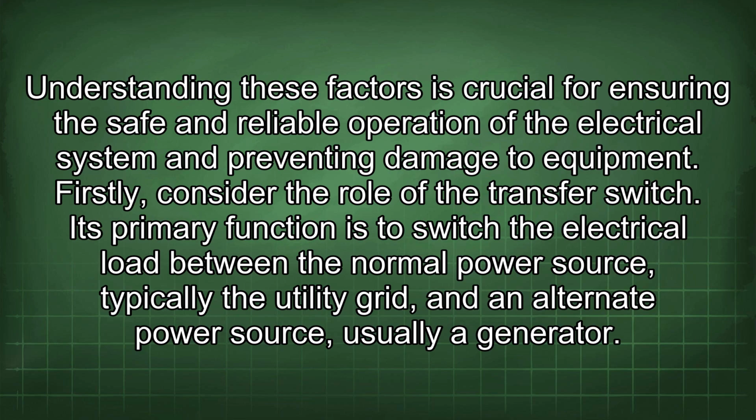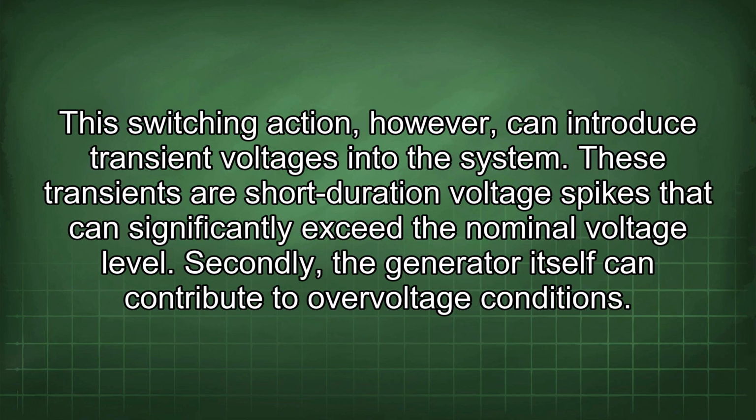Its primary function is to switch the electrical load between the normal power source, typically the utility grid, and an alternate power source, usually a generator. This switching action, however, can introduce transient voltages into the system. These transients are short-duration voltage spikes that can significantly exceed the nominal voltage level.